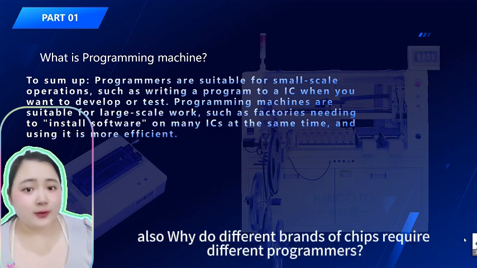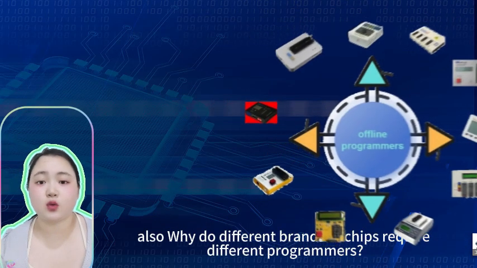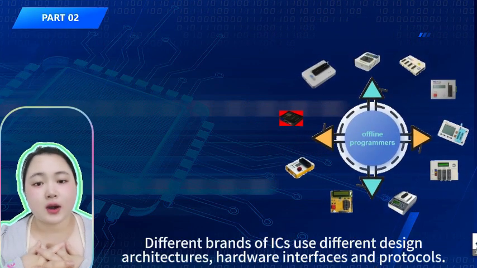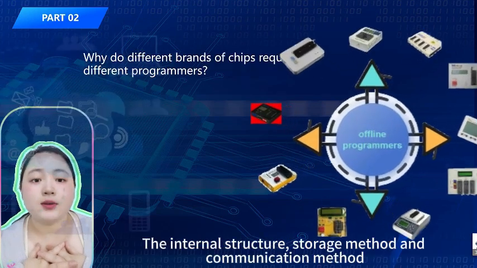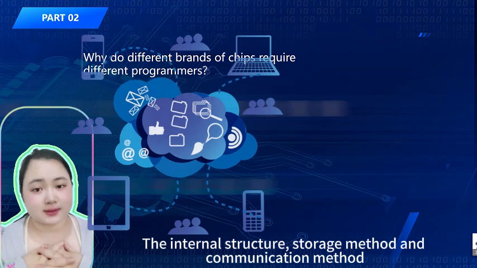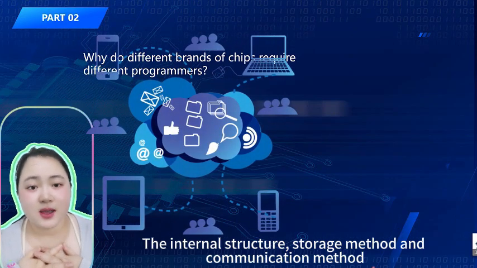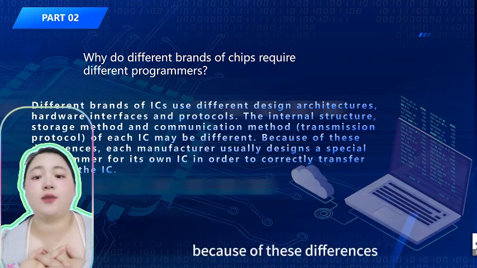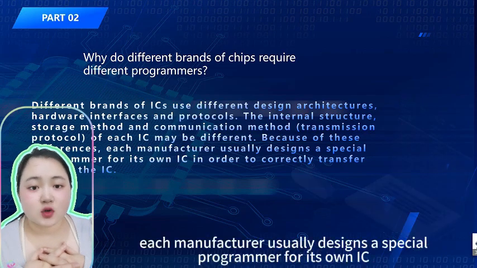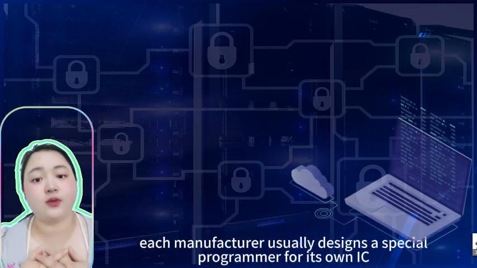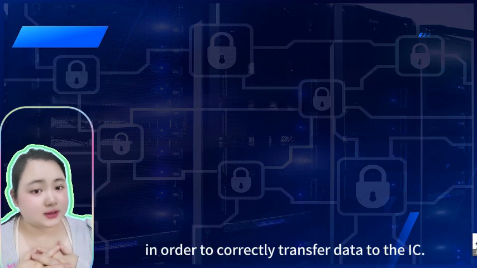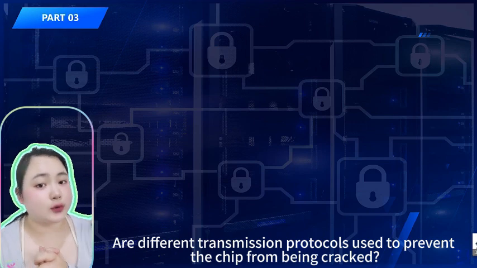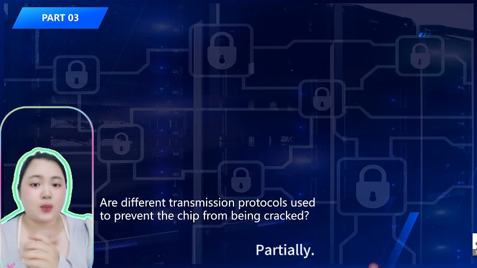Also, why do different brands of chips require different programmers? Different brands of IC use different design architectures, hardware interfaces, and protocols. The internal structure, storage method, and communication protocol of each IC may be different. Because of these differences, each manufacturer usually designs a special programmer for its own IC in order to correctly transfer data to the IC.